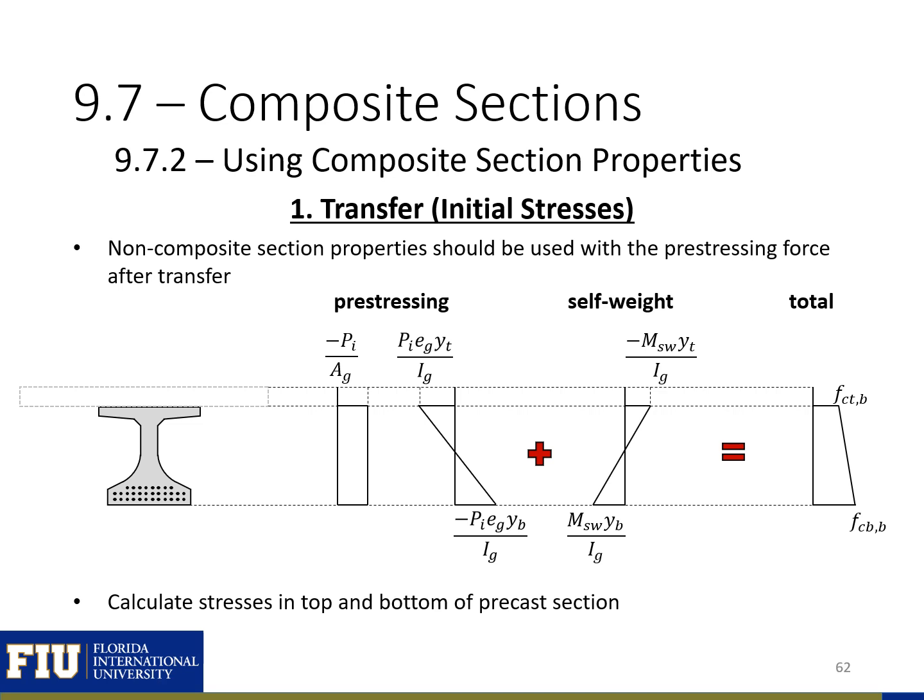Again, at transfer, we're going to use our non-composite section properties with the pre-stressing force after transfer. So we can find our stresses due to pre-stressing and our stresses due to self-weight using our non-composite section. We don't have a deck there, so we don't include it. And we can use these to find the stresses in the top and bottom fiber of our precast section.